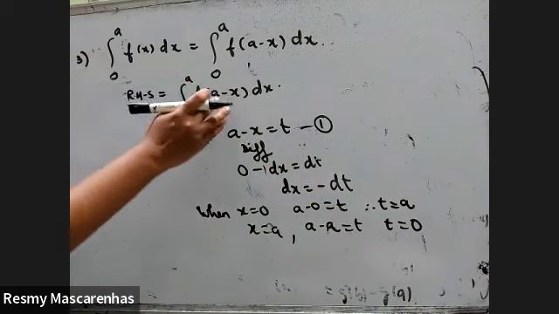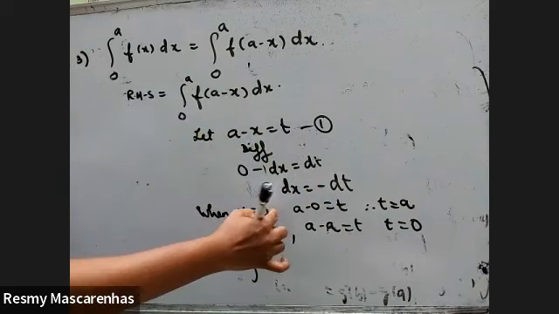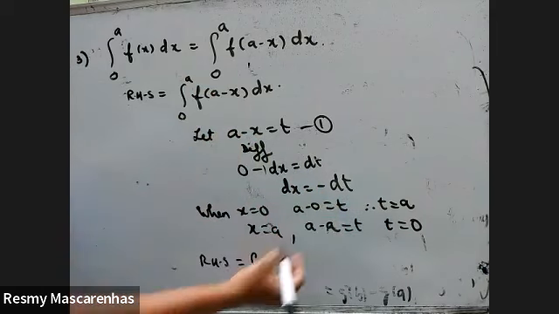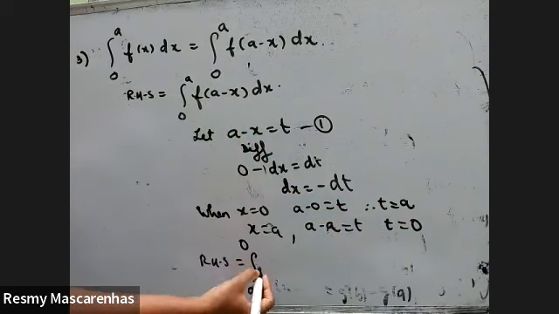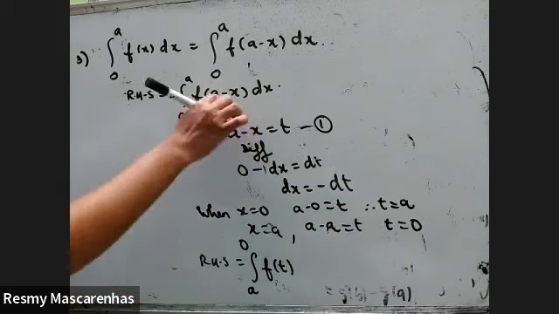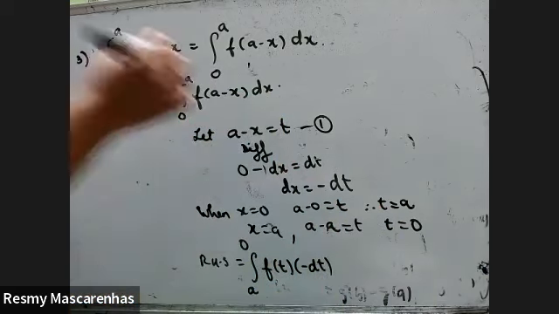So write the integral now back. The right hand side will be, so this will be a now. Wherever x is 0, we have to put t as a. And this will be ulta. This will be f of t. A minus x is t. And dx is nothing but minus dt.